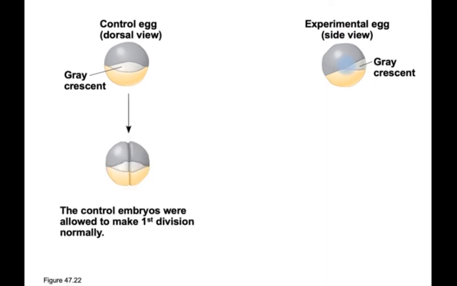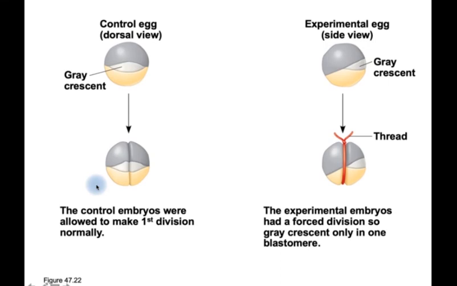But imagine that this is going to be our control egg that we're just going to let go on its own. And this is going to be the experimental egg that something was done to it. So what was done to it? In the control egg, this is pretty much always the case, the first division cuts in half this gray crescent. Each new hemisphere of this egg, each cell, this is 1 and 2 cells, will get some of that gray crescent. That's what normally happens. Now the question basically was, what happens if we change that and force the cell to divide such that the gray crescent is all in one of the cells?